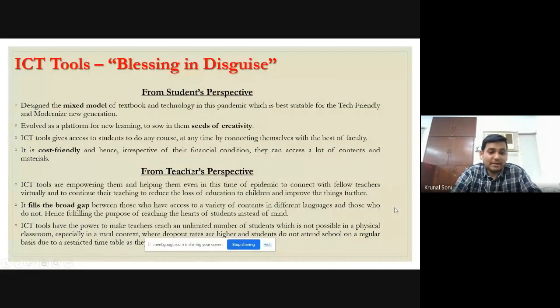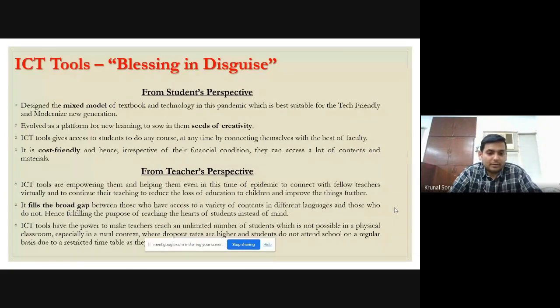From the teachers' perspective, ICT tools are empowering them and helping them, even in the time of an epidemic, to connect with fellow teachers virtually. If faculty want to hold their own meetings, within a fraction of a second they can connect with each other, have meetings, and discuss the important parameters for the teaching learning process with the students. It is quite possible.